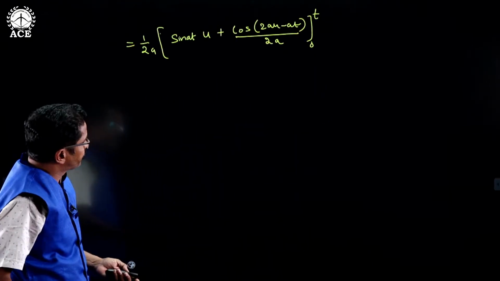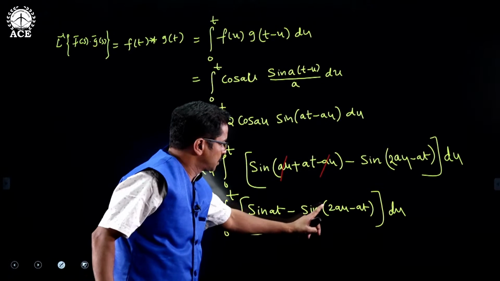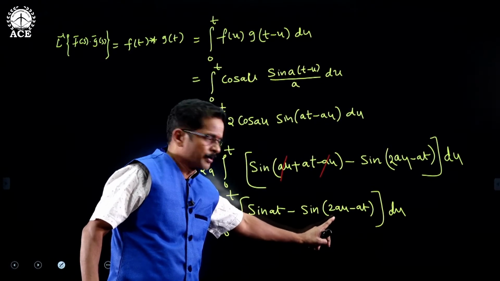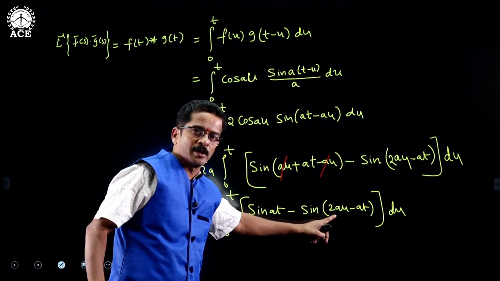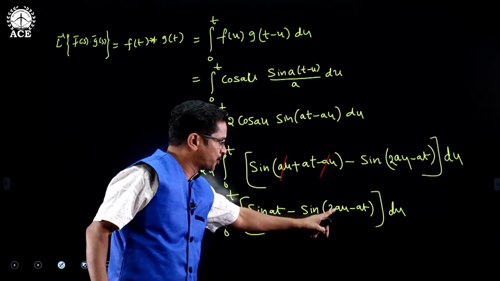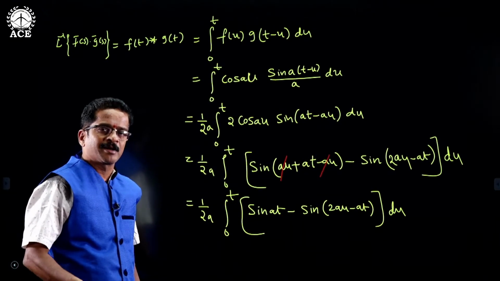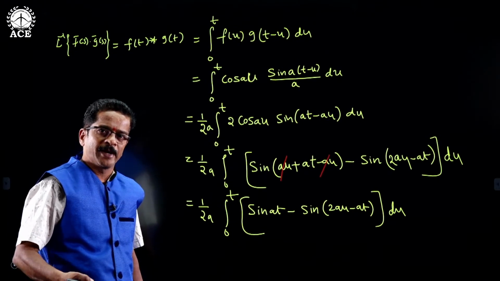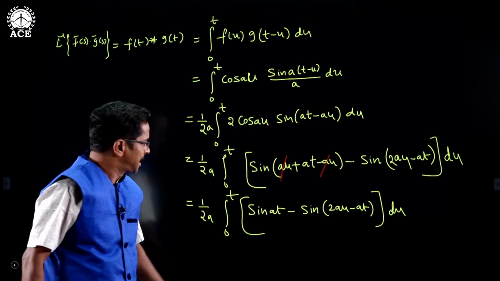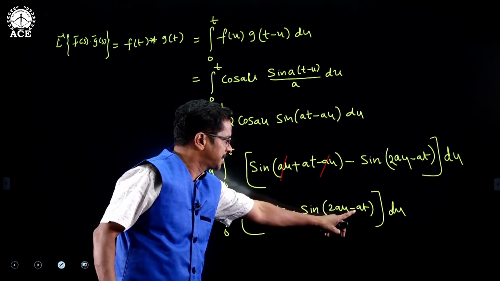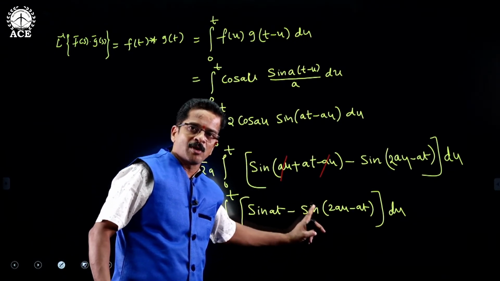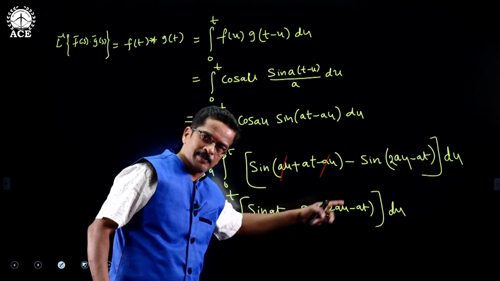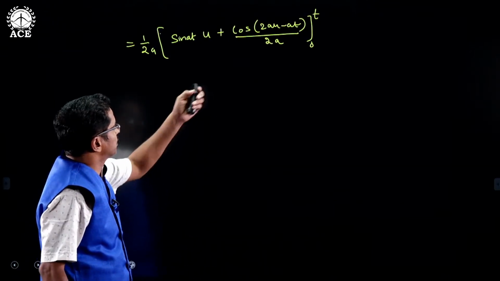Why? Because sin of 2au integrates to minus cos 2au by 2a. Sin ax integration is minus cos ax by a. So similarly, sin of 2au minus at is going to be minus cos of 2au minus at by 2a. That is what I wrote.